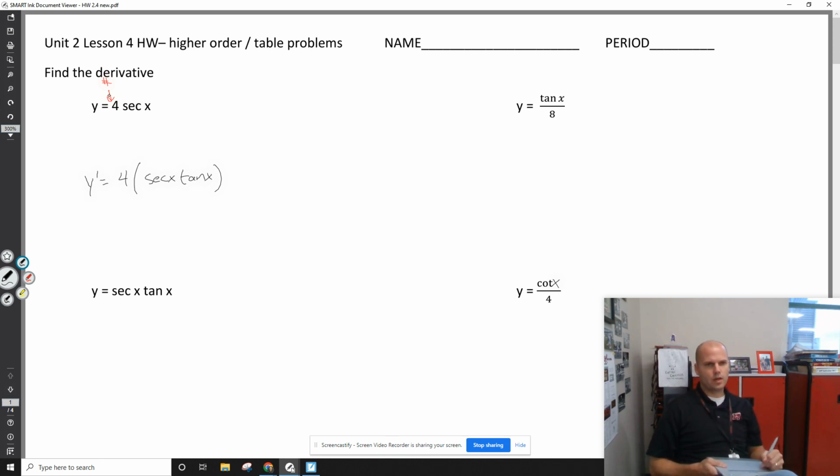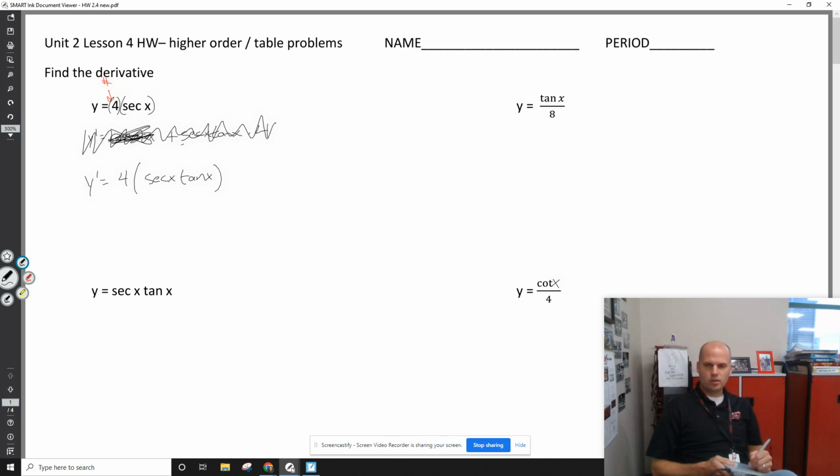If you were to use the product rule, you'd see there's just unnecessary work going in there. You'd have the derivative of 4, which is 0. That's the derivative of the first times the second, plus the derivative of the second times the first. That's where the secant x tangent x comes from. And you can see the 0 times the secant x, that goes away. So don't do the product rule if it's just a constant times things. Just leave the constant. It's the same here.